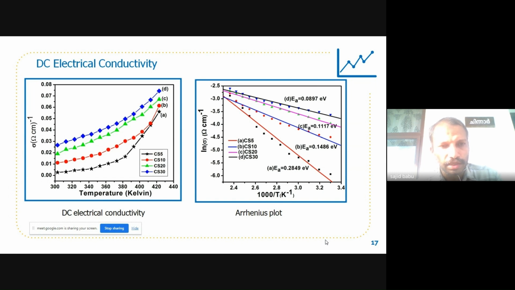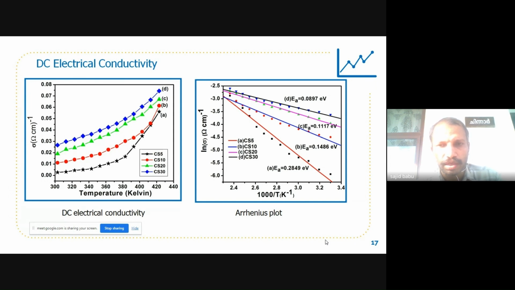approximately 2.6 × 10^-3 for CS5 and 1.2 × 10^-2 for CS10, and for the CS20 film we got around 1.94, and for CS30% we got around 2.72 × 10^-2 ohm inverse centimeter inverse. The conductivity increases with the increase in temperature, and also with the increase in the C2C weight percentage.